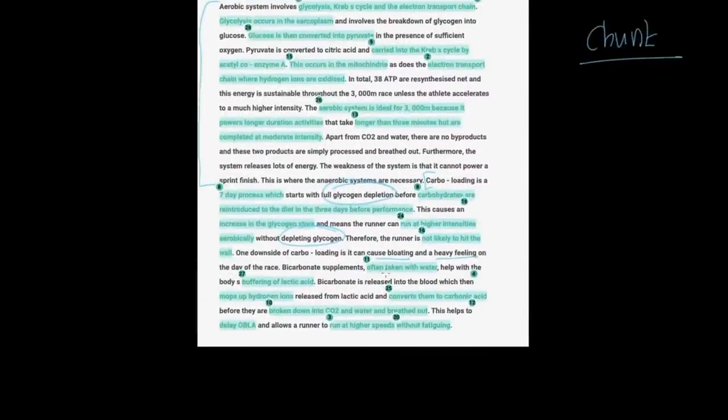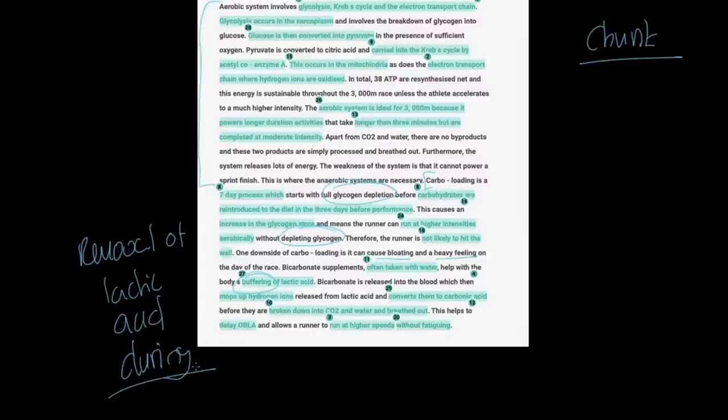And then for our bicarbonate supplement, often taken with water, they help with the body's buffering of lactic acid. By the way, just to be clear, buffering is removal of lactic acid during performance, okay? Not necessarily at the end or when we lower intensity. We can be removing lactic acid during performance, not just in that EPOC methodology we looked at before. Bicarbonate is released into the blood, which then mops up hydrogen ions released from lactic acid and converts them to carbonic acid before they're broken down into CO2 and water and breathed out. This helps to delay OBLA, run at higher speeds without fatigue.